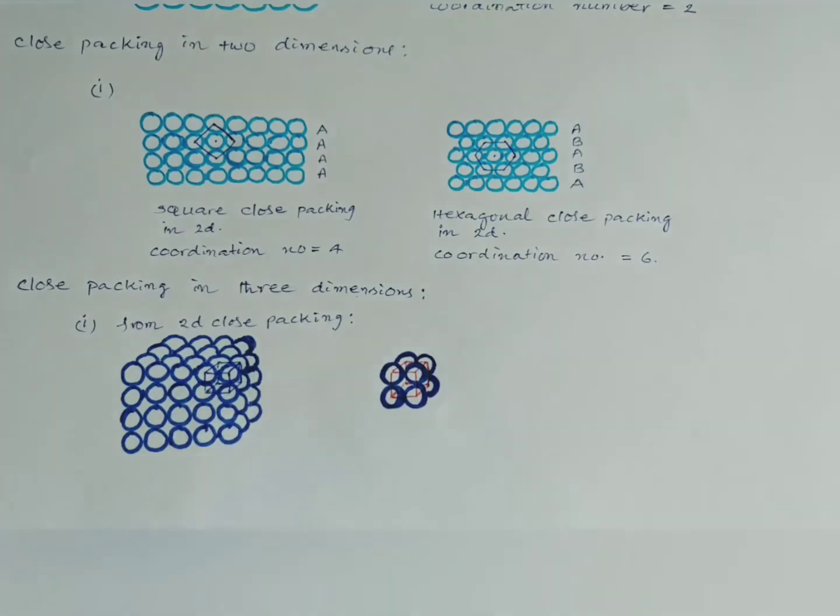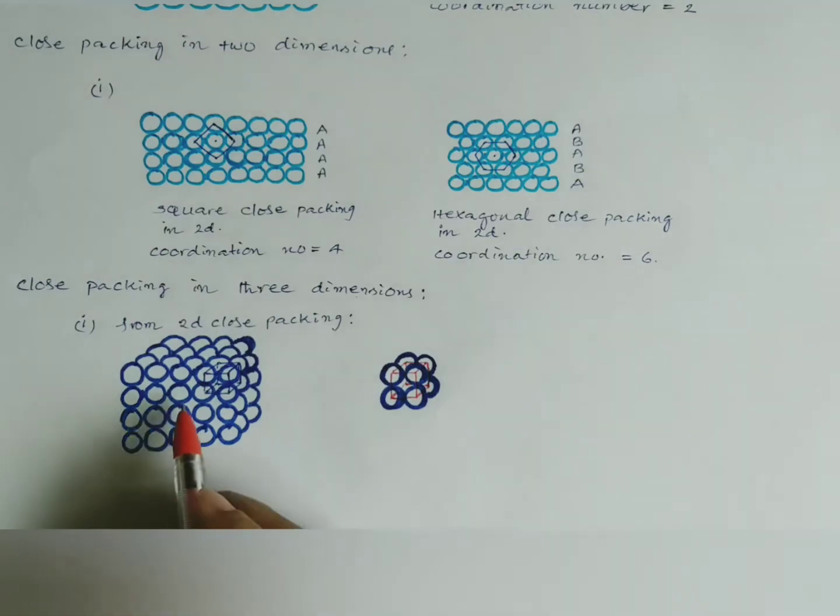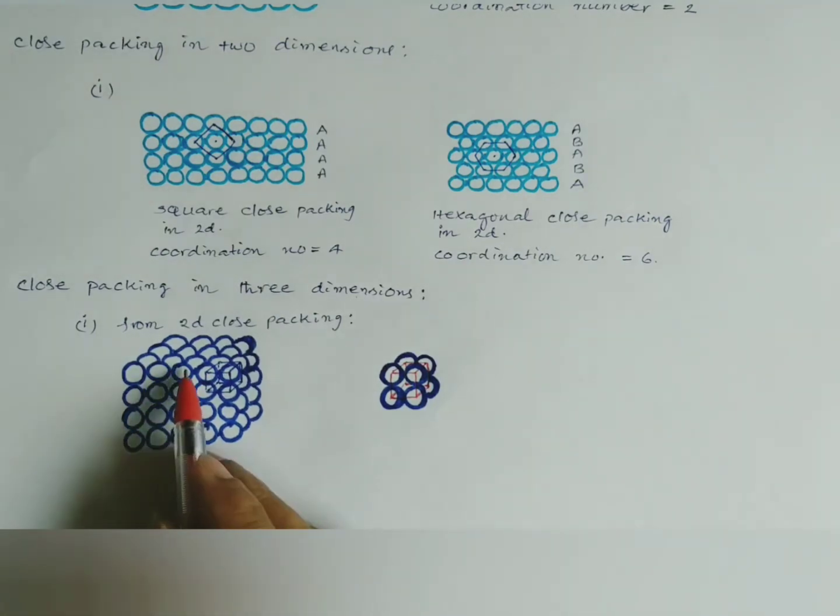And here what is the coordination number? So coordination number in a simple cubic unit cell is 6, because if you take an atom, that is surrounded by 4 atoms of the same layer, and 2 more atoms are there.